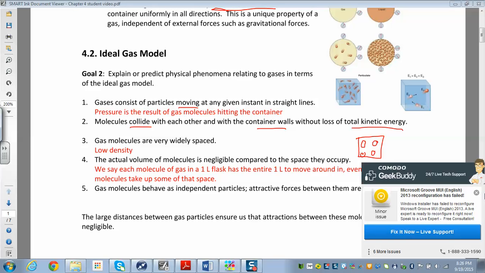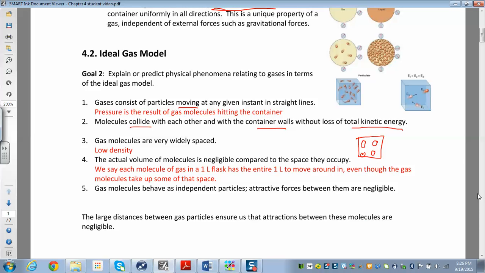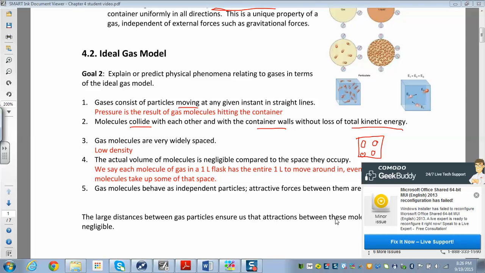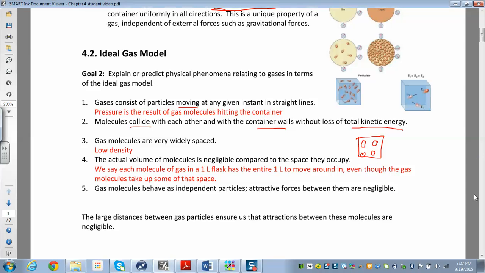And then the last part is saying that the gas molecules behave as independent particles. So they don't really see each other. They're not attracted to each other. They don't really repel each other either. The attractive forces between them are negligible.